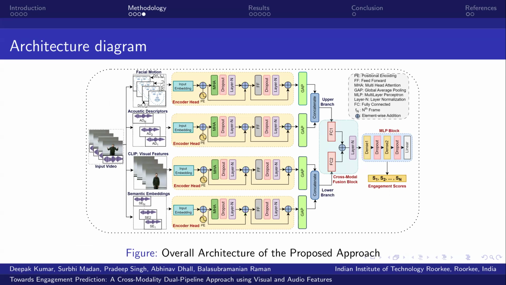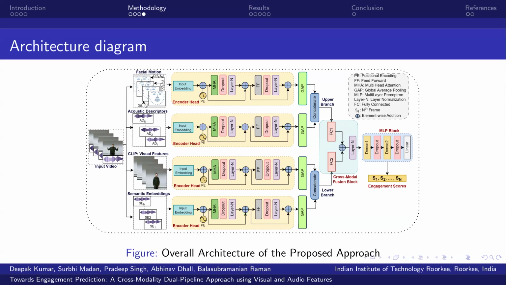As we can see in the diagram, the input video is divided into overlapping segments. We split the entire video into 3 second sequences with a 1 second overlap, and we did the same for the audio. For each segment, we used 4 types of features in our study: facial motion, sound details, CLIP visual features, and semantic representation. We employed positional encoding and transformer encoders to capture temporal dependencies in each modality's features.